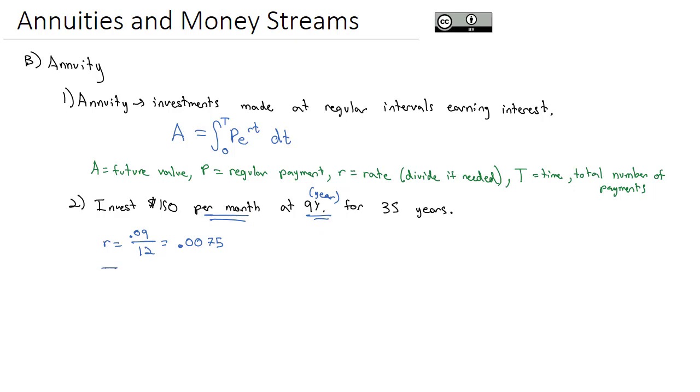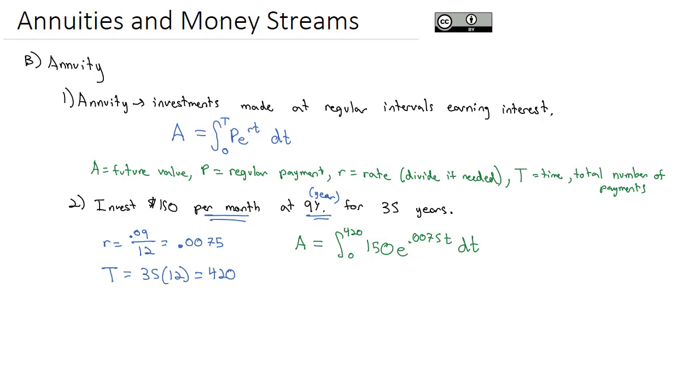The other thing I have to check is the total time. Yes, there's 35 years, but we're doing 12 payments per year. So we actually want time to be in units of months. So we'll do 35 times 12 to get 420 months as the total time of this investment. So with that in mind, all we have to do to get the future value of this investment is integrate from 0 to the end of those 420 months the payment, which is going to be $150, times e to my rate, which is 0.0075, times my time, dt.